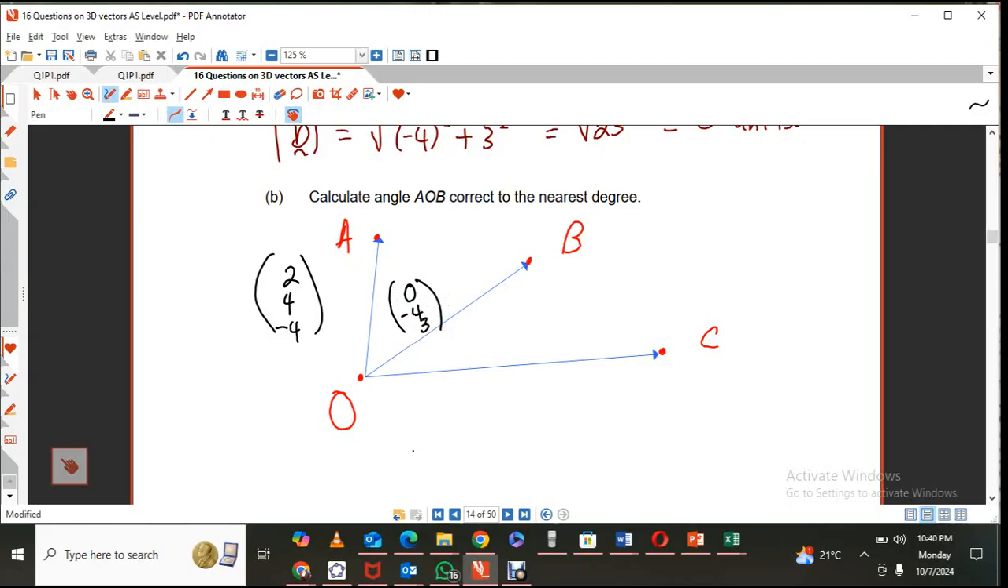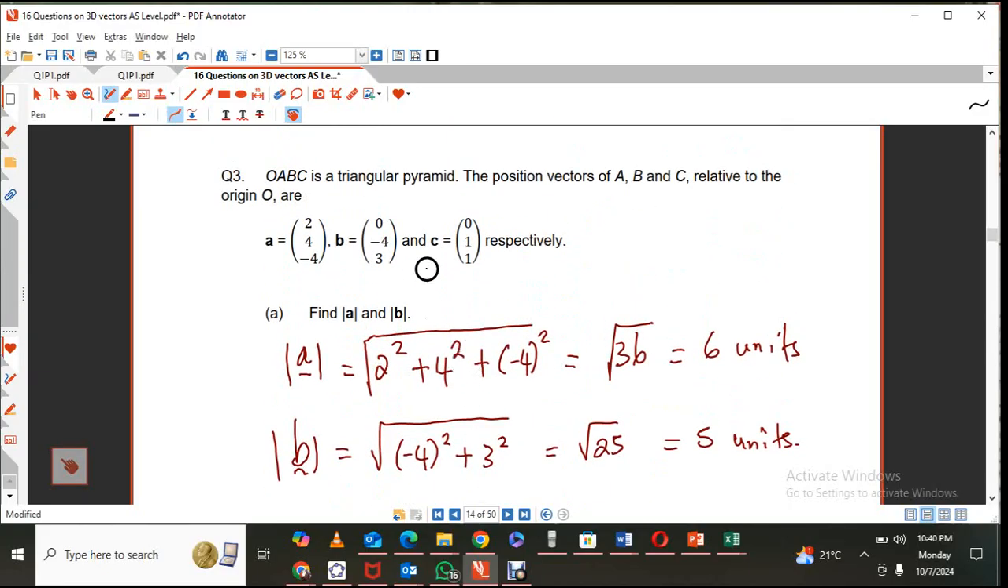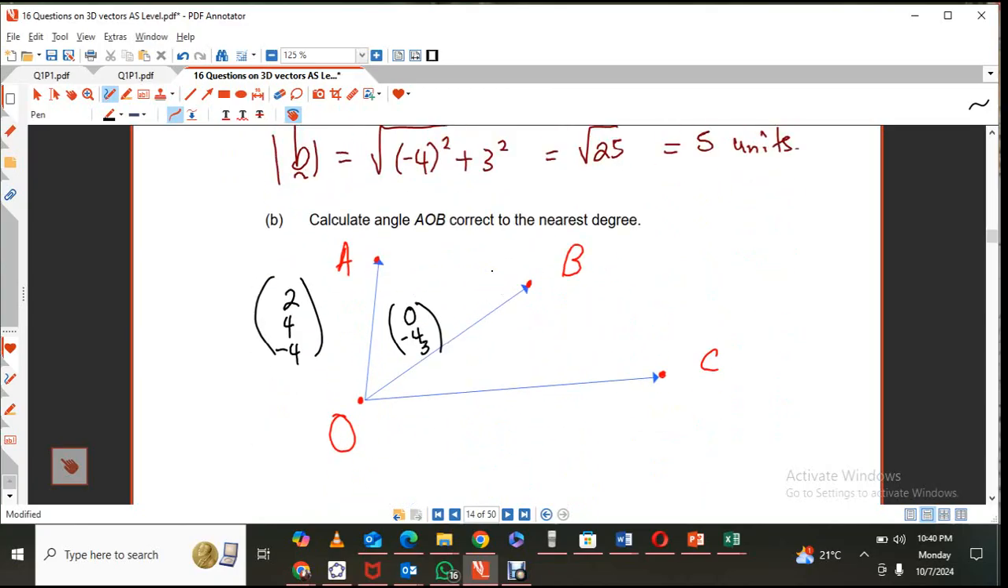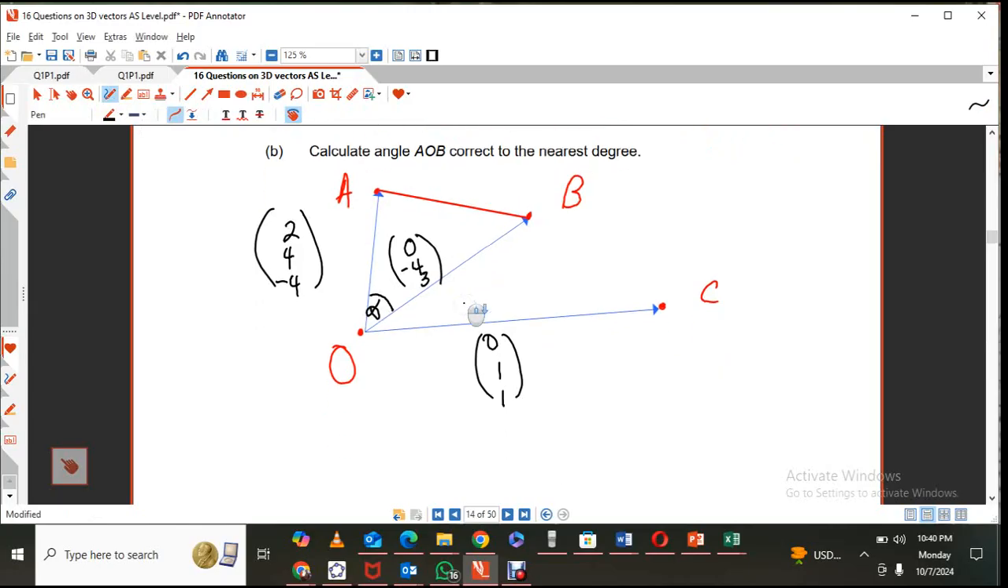And O to C, represented by vector C relative to the origin, is 0, 1, 1. So this is 0, 0, 1, 1. Okay, so what they're asking is angle AOB. So it's this little angle over here. And in order for you to find that angle, you have to take these two vectors, OA and vector OB. Now, we already know what the magnitudes of those vectors are.